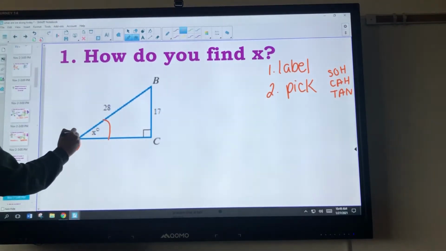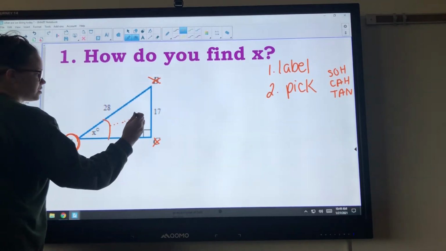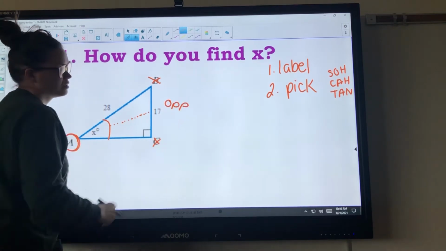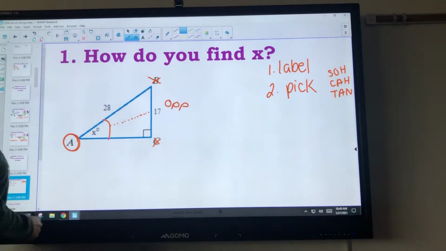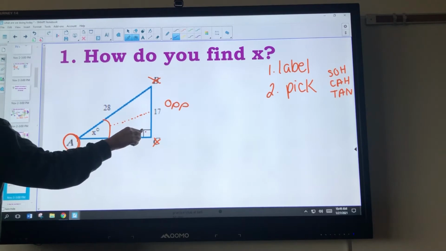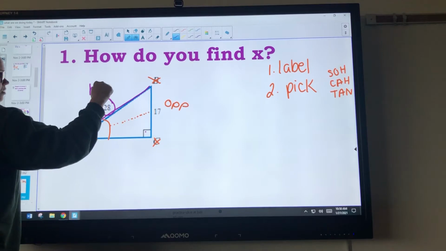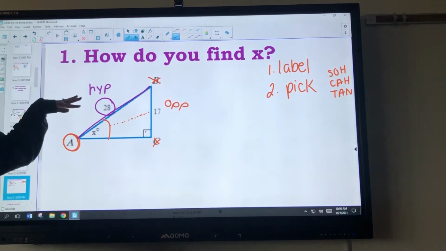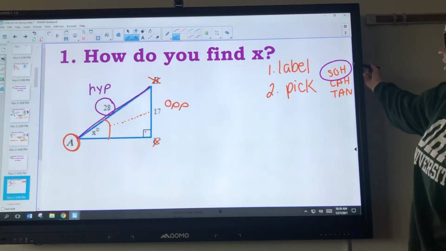So we're using this angle. And we said that if the 17 is all the way on the other side, then it is the opposite. So we know we're either going to be sine or tangent. And then 28, there's the 90 degree, so that means that the 28 is on the hypotenuse. So 17 is the opposite, 28 is the hypotenuse. Now we know that we're picking sine, because that's the only one that has an O and an H in it.